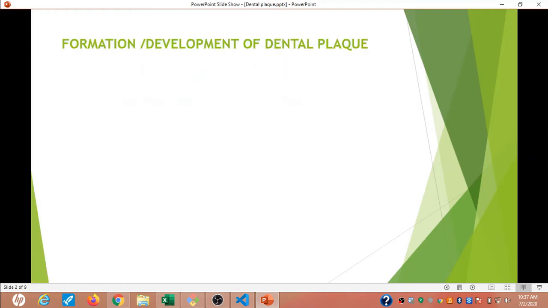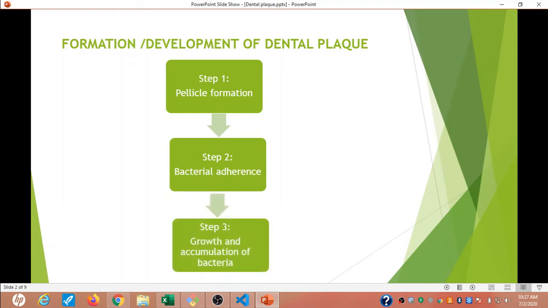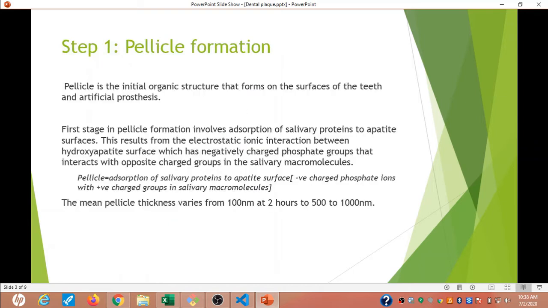So the important topic is the formation or development of dental plaque. In this, there are three steps. Step 1, pellicle formation. Step 2, bacterial adherence. Step 3, growth and accumulation of bacteria. So in development of the dental plaque, three steps: pellicle formation, bacterial adherence, growth and accumulation of bacteria.